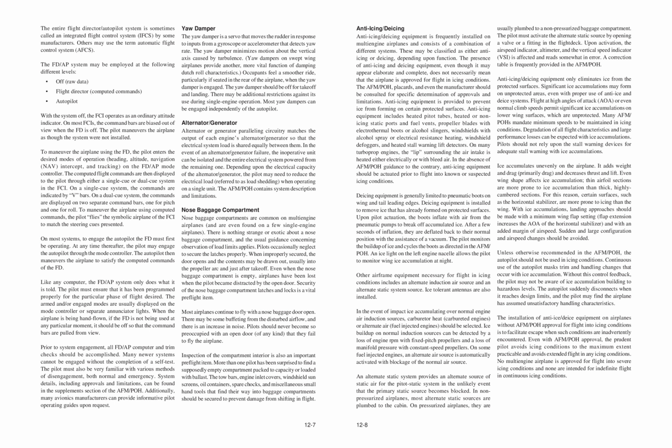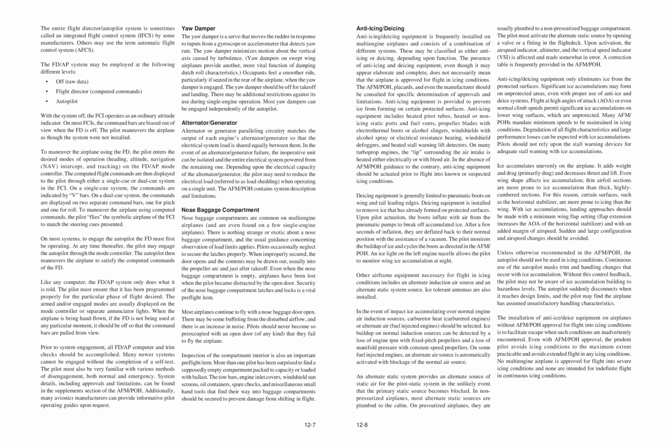Alternator/generator paralleling circuitry matches the output of each engine's alternator/generator so that the electrical system load is shared equally between them. In the event of an alternator/generator failure, the inoperative unit can be isolated and the entire electrical system powered from the remaining one. Depending upon the electrical capacity of the alternator/generator, the pilot may need to reduce the electrical load, referred to as load shedding, when operating on a single unit. The AFM/POH contains system description and limitations.